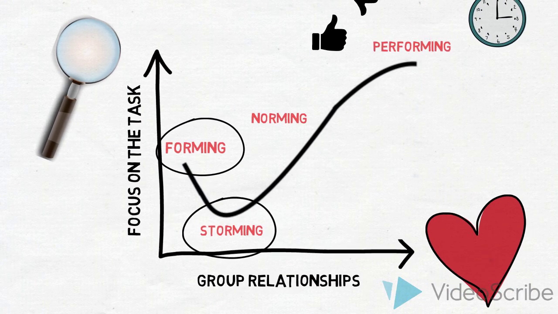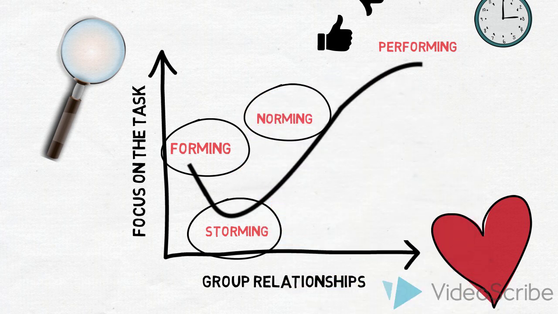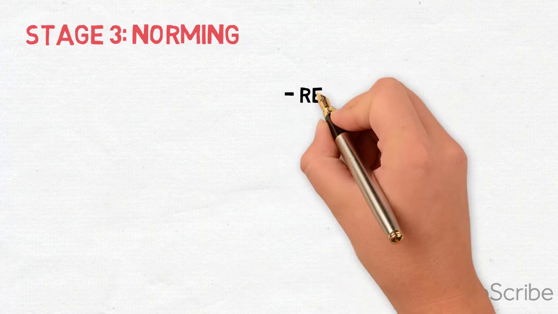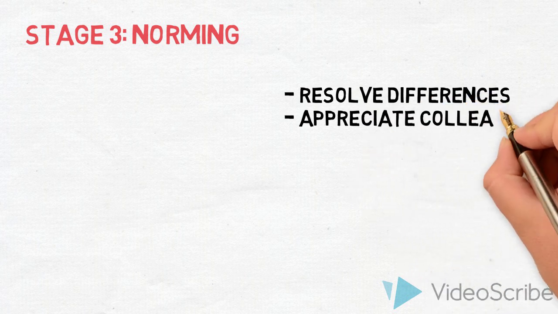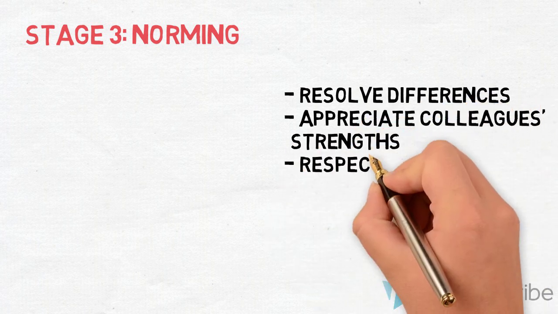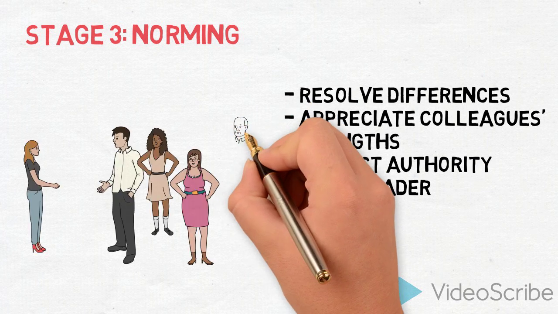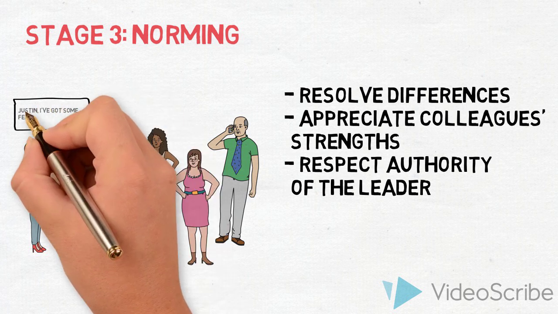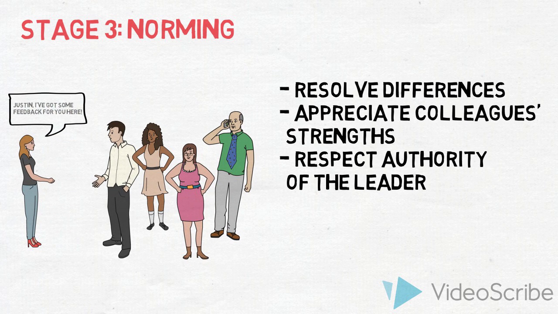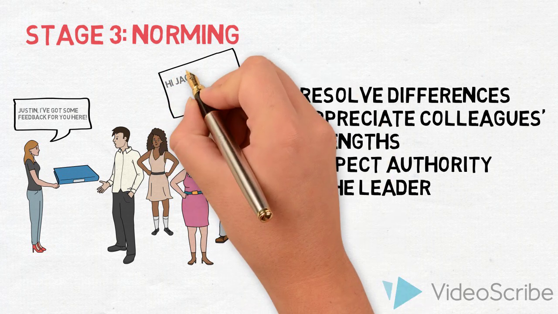The third stage is the norming stage. Gradually, the team moves into the norming stage. This is when people start to resolve their differences, appreciate colleagues' strengths, and respect the authority of the leader. Now that your team members know one another better, they may socialize together, and they are able to ask one another for help and provide constructive feedback. People develop a stronger commitment to the team goal, and you start to see good progress towards it.